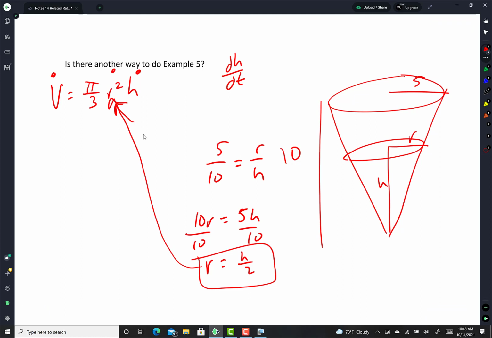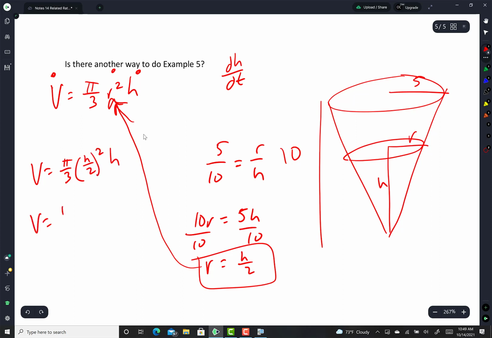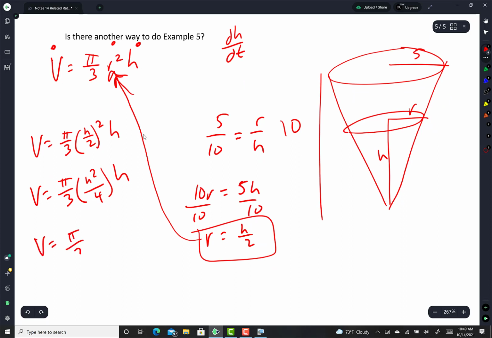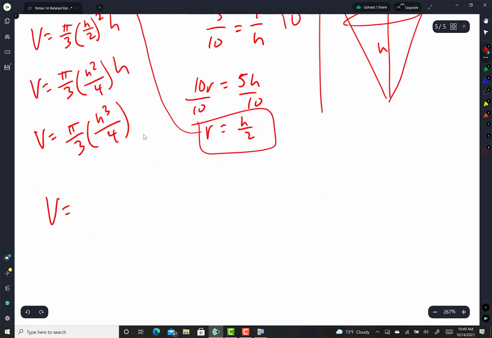And you got a volume formula in terms of H. This is the stuff that you should have been doing in geometry, like messing around with it, solving it, like giving you this type of questions. So now, if you rewrite this equation for volume in terms of H, volume equals pi over 3, open parenthesis, what is radius? H over 2, square it, times H. So volume equals pi over 3, H squared over 4 times H. Now I'm going to simplify it: pi over 3 times H cubed over 4. Volume is equal to 3 times 4 is 12, pi over 12 H cubed. So now you got a volume formula just in terms of the height.